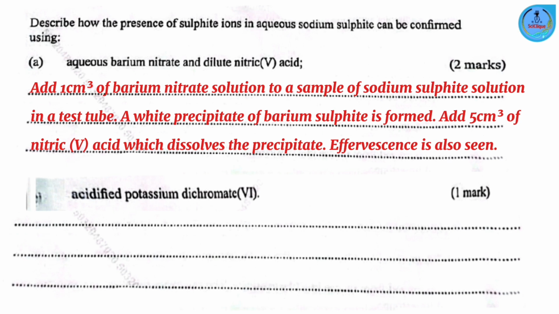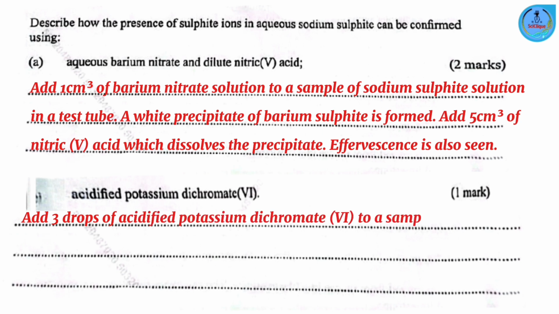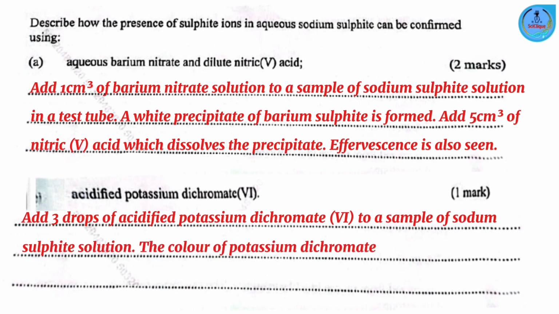Part B, acidified potassium dichromate 6. So you're going to add 3 drops of orange acidified potassium dichromate 6 to a second sample of sodium sulfite solution. The orange acidified potassium dichromate 6 changes to green. This, of course, confirms the presence of the sulfite ions.